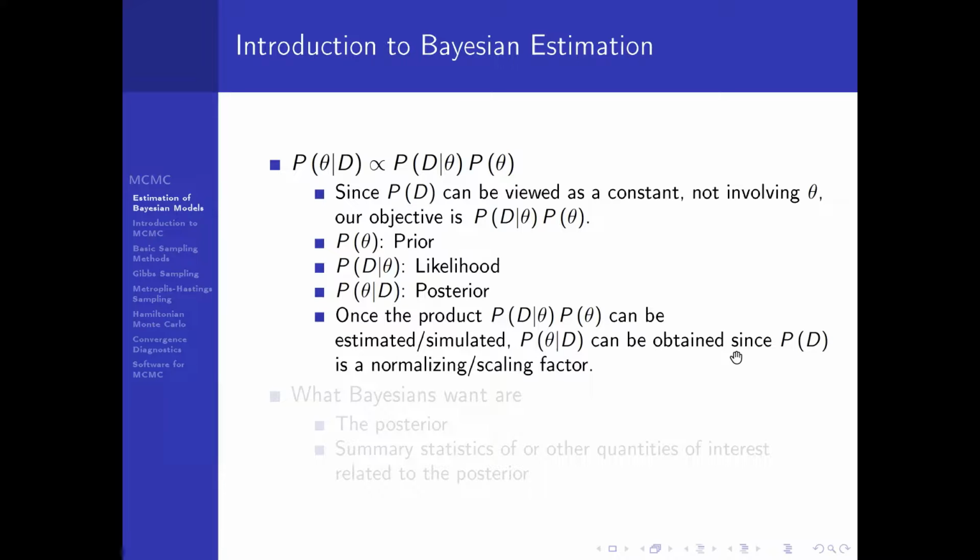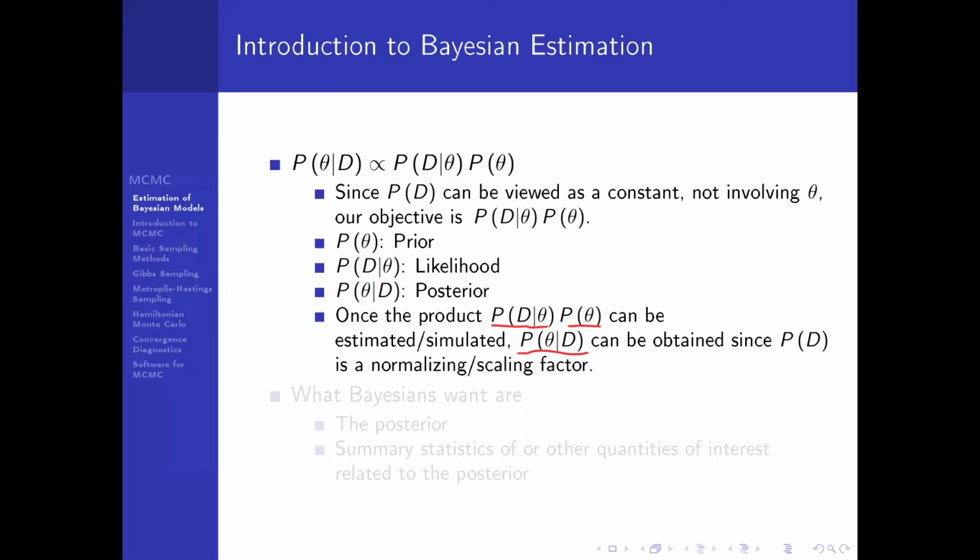So once the product P of D given theta and P of theta can be estimated, simulated, then the posterior, that is, given the data, the probability density of theta, can be obtained, since P of D here is a constant, roughly speaking a normalizing scaling factor.